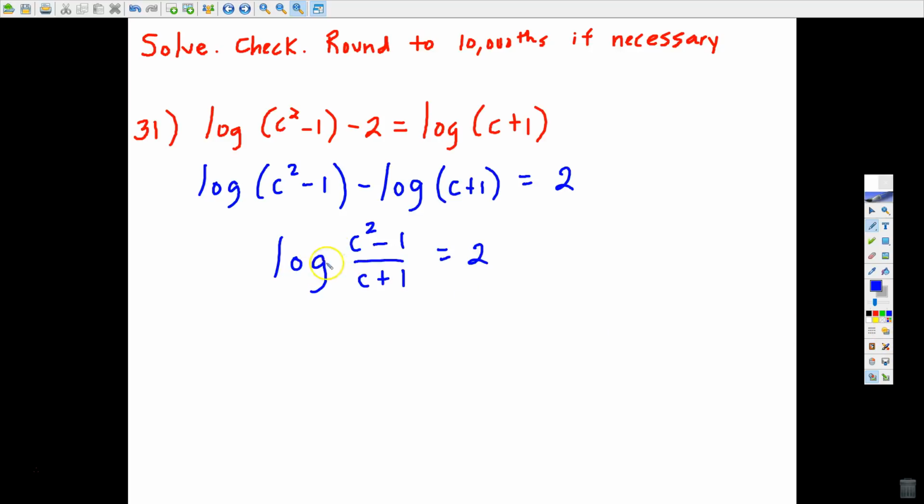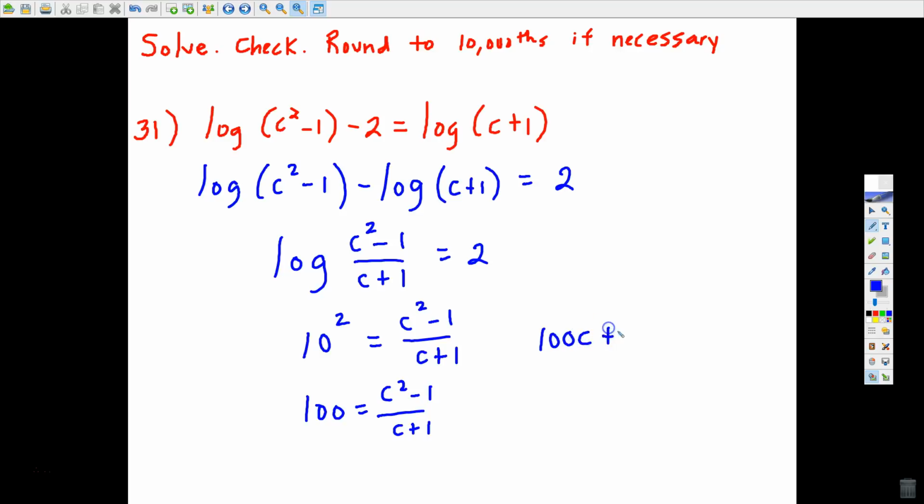Okay, this is the quotient property. 2 logs of the same base that are being subtracted can be put together as a single log using division. Now, log equations always have to be converted into exponential form. The base of 10 raised to the exponent 2 equals this fraction. Alright, so 100 equals c squared minus 1 over c plus 1 multiplied by c plus 1 on both sides.